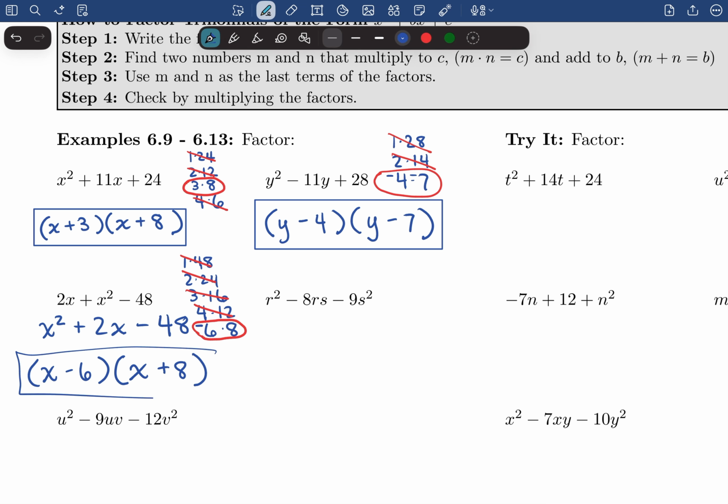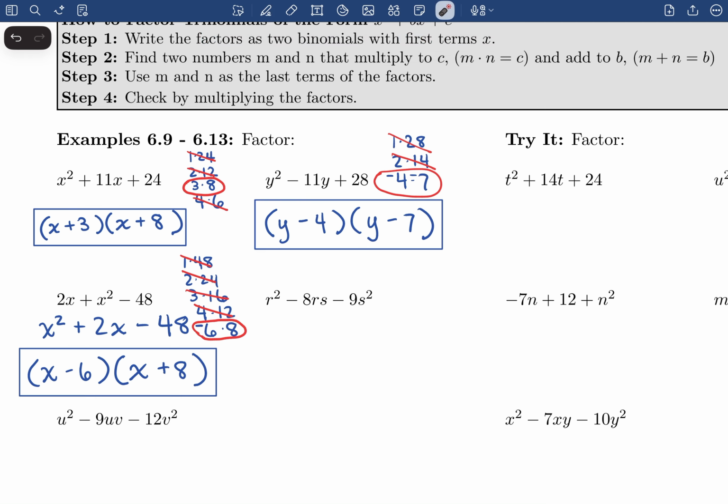We have factored. Now, of course, we could take this result, and if we multiply it back together by foiling, we should get what we started with, right? So x times x is x squared. x times 8 is 8x, and then 8x minus 6x, because I'm going to multiply the inner terms together, is 2x. Okay, that results in 2x. Negative 6 times positive 8 is negative 48. We have done it correctly.